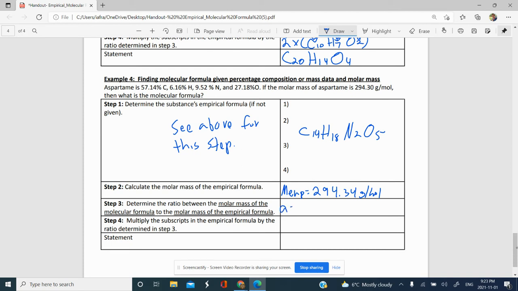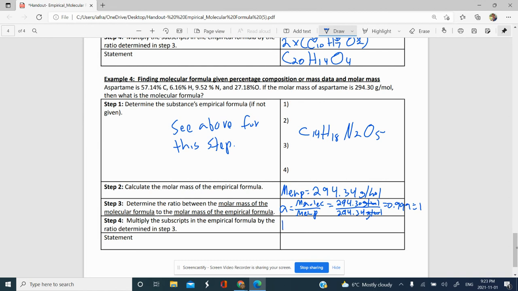Now we'll find our multiplying factor by doing the molar mass of the molecular given to us in the question over the molar mass of the empirical, which we found. So it's going to be the molar mass of the molecular is 294.30 grams per mole, and the empirical 294.34 grams per mole. We're a little bit off. It shouldn't be higher, but in this case it is, most likely due to some experimental error. Divide those, we get 294.30 divided by our answer, and we get about 0.999, which is approximately 1.